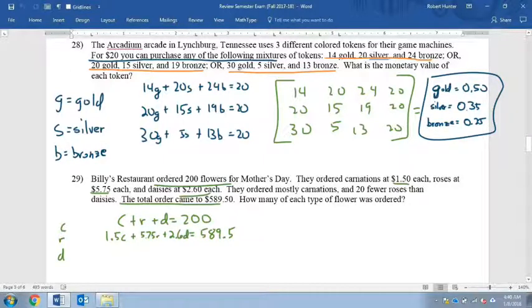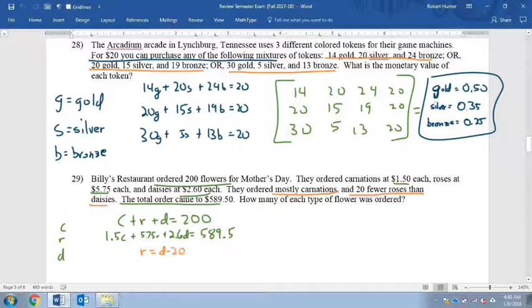Last but not least, they give you a comparison. All right. It says they ordered mostly carnations. Well, that doesn't help me because there's no number defined to it. But there are 20 fewer roses than daisies. So here's what I'm going to do with that. I'm going to say that the roses equals the daisies. And it said 20 fewer, so I have to subtract 20. You would think, it says 20 fewer roses, you would think subtract 20 from the roses. But it's actually subtract 20 from the daisies.